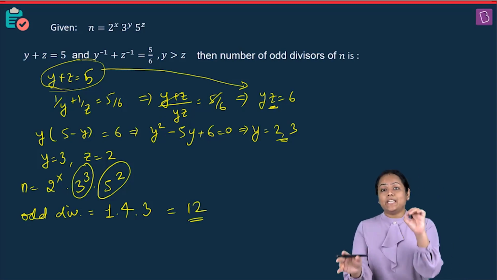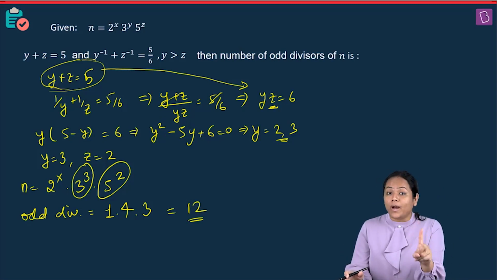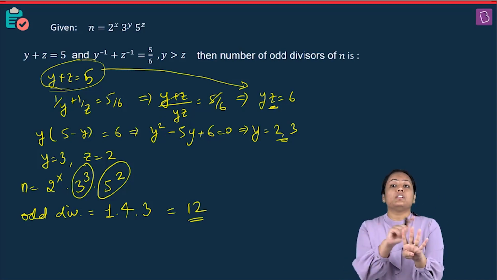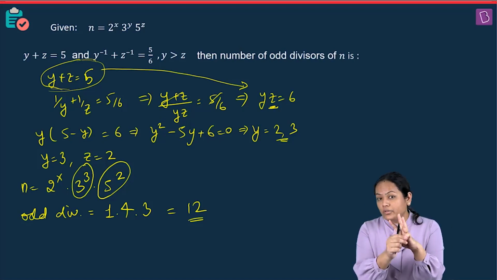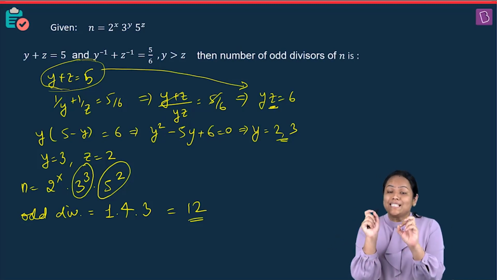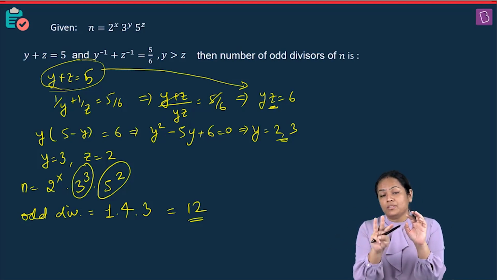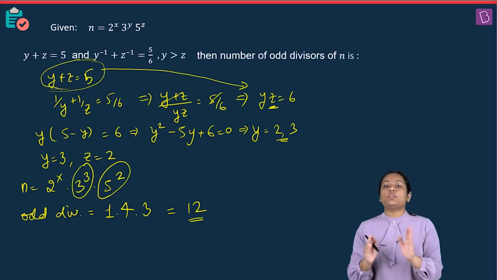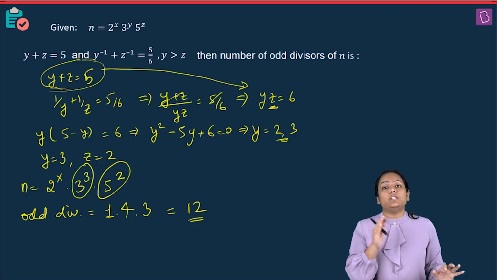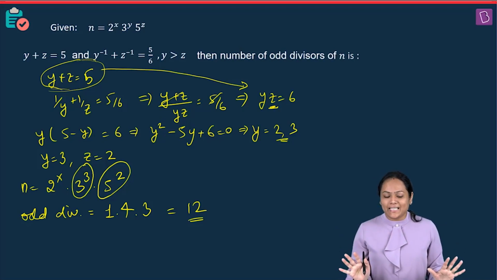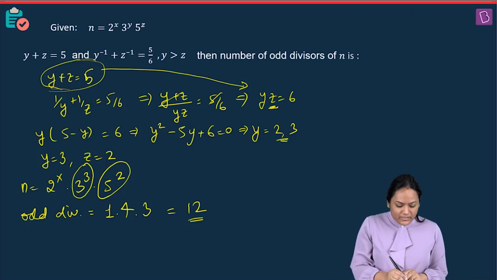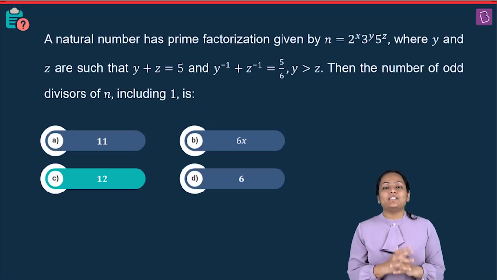Have you understood? 0 power for 2, that means only one option to take my 2. Similarly for 3, I have 4 different options because there is no restriction. I can take 3 raised to 0, 3 raised to 1, 3 square or 3 cube. And similarly for 5, I have 3 options available. Clear? So 1 into 4 into 3, that is 12, is going to give me the total number of odd divisors. Understood? A simple question, isn't it? Perfect. Now, when we see the options, we can say that the answer is going to be C.